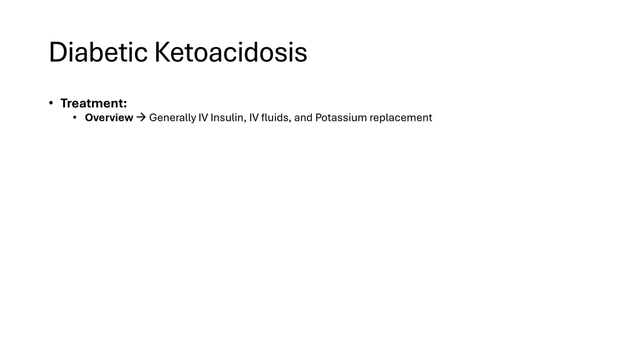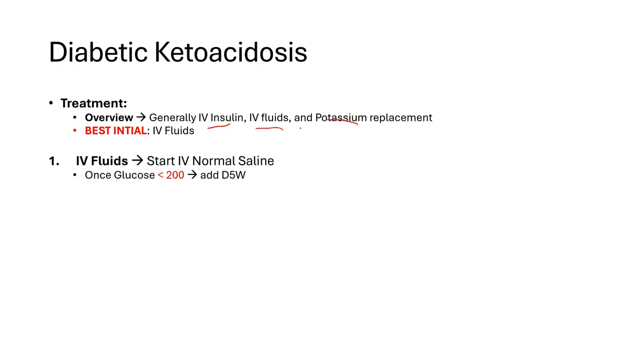The overview of treatment is that we typically give three things: intravenous insulin, intravenous fluids, and of course potassium repletion. For both HHS as well as DKA, the best initial treatment to give is always going to be intravenous fluids. So let's first start by talking about intravenous fluids. We always start with normal saline for test questions. We typically help give back what they've lost, to dilute the serum hyperosmolarity, as these individuals are dehydrated.